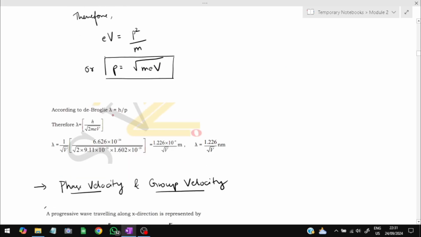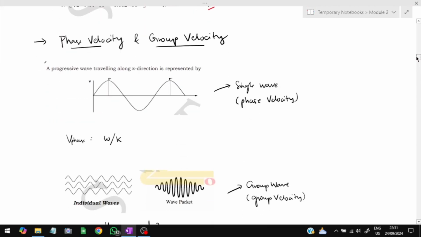Next, according to de Broglie, lambda is equal to h by p. By substituting the value of root meV, we get this value. And h is the Planck's constant, 6.626 into 10 power minus 34, and we get this value. This is in terms of potential V of an accelerated electron. These are the three very important derivations which you need to know from the exam point of view.